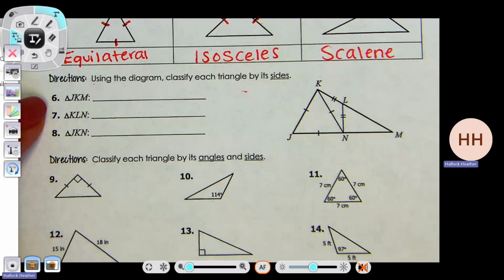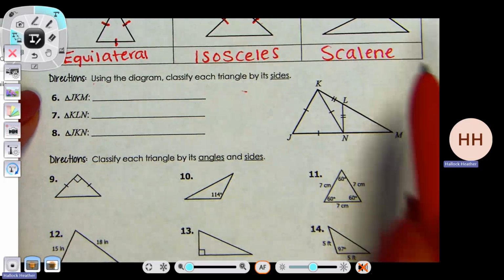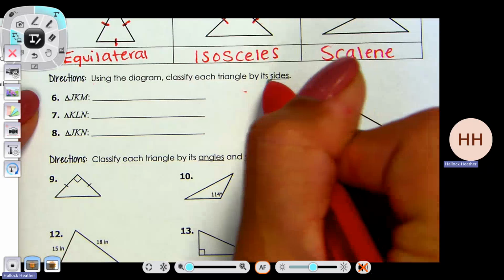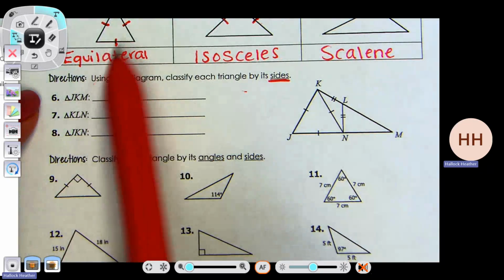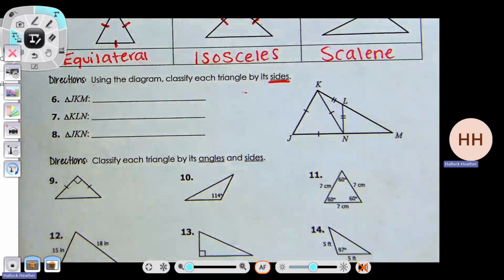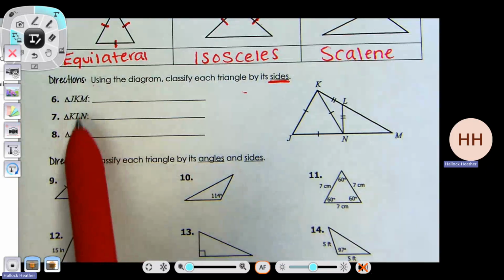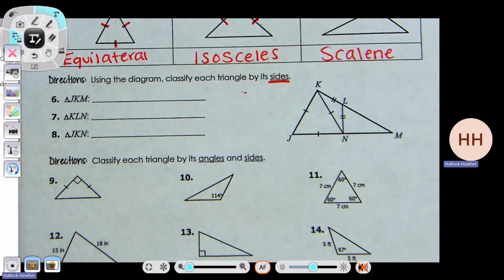Okay. So what we're going to do now, we're going to use this picture and we're just going to classify it by the sides. Take a second and see if you can figure this out. You're either using equilateral, isosceles, or scalene. There's no angles involved. So take a second, look at your picture, try to figure out your 3.